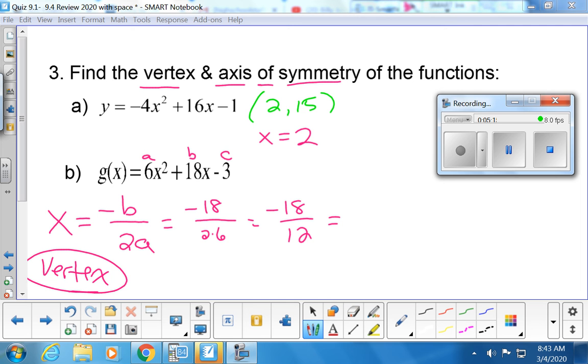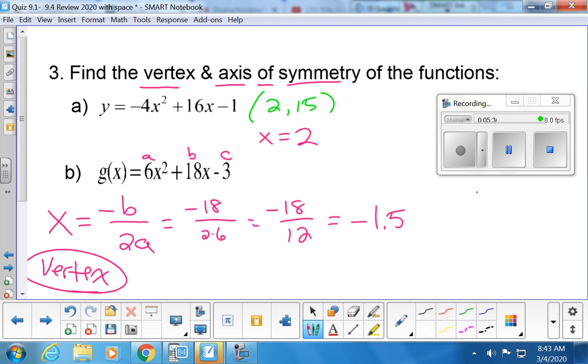How do we type this into the calculator? Just type in negative 18 divided by 12. You don't do this on the graph. You're on your home screen and you're typing in negative 18 divided by 12. Negative 1.5. Okay.